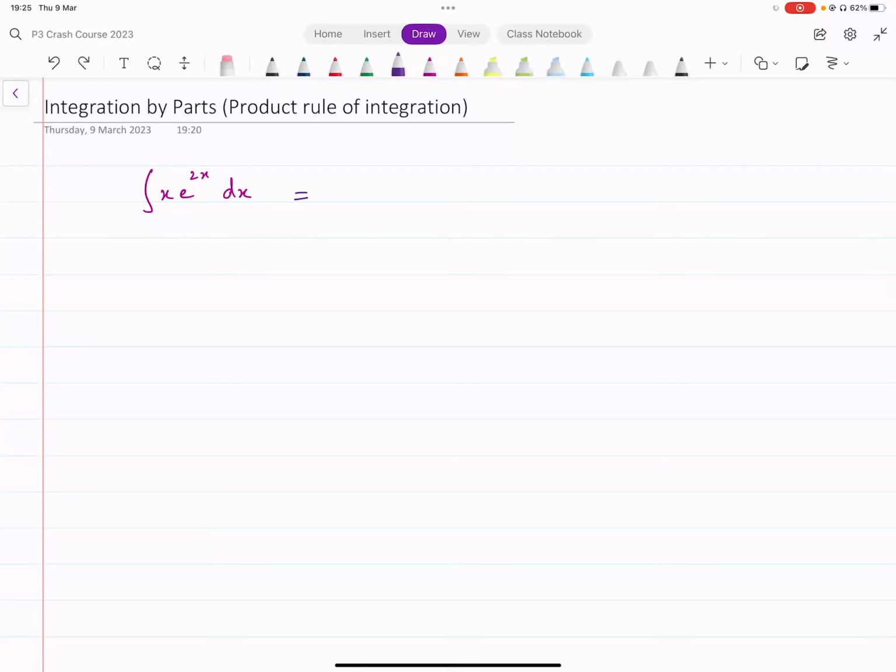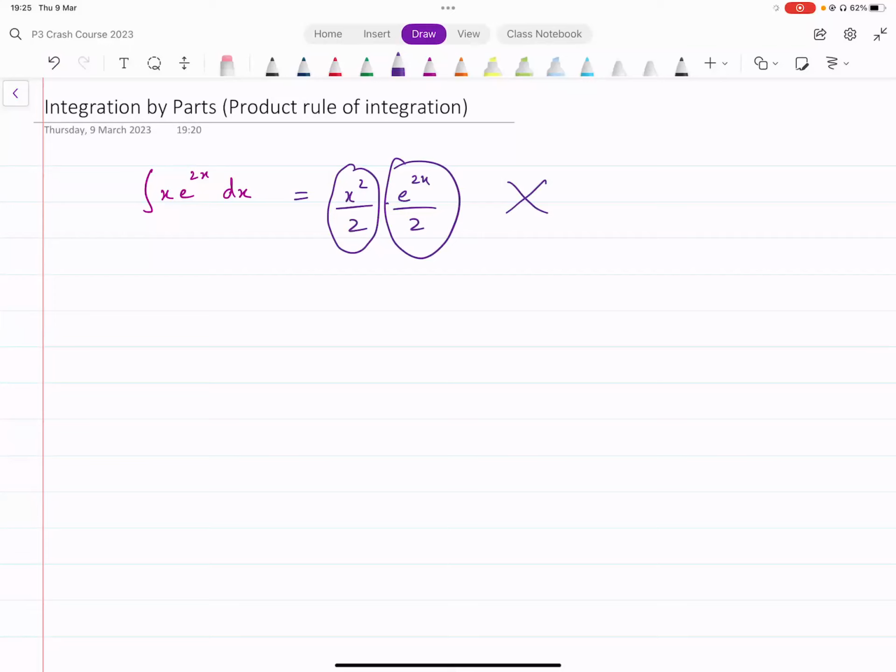Integral of x is x squared over 2. Integral of e power 2x, that's e power 2x over 2. However, these are actually multiplying here. It's a product. These are not separate terms. We can't integrate them separately like this. It won't work like this.